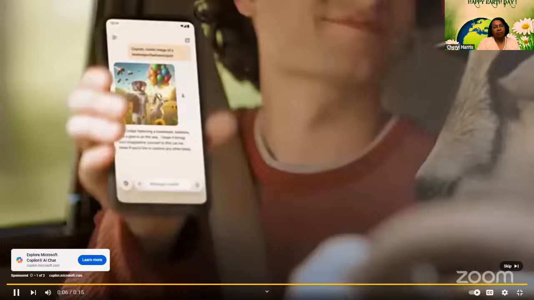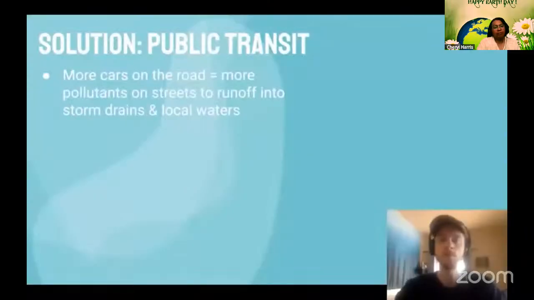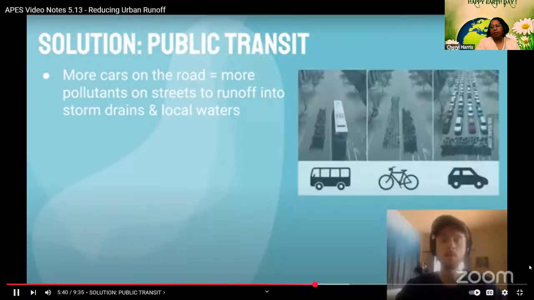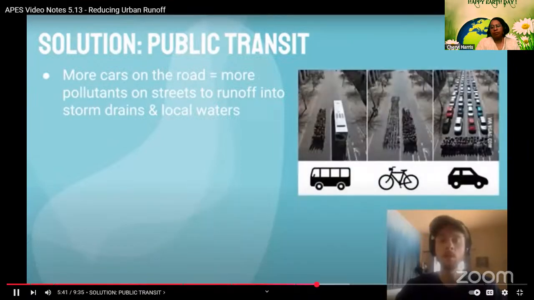Next, we have public transit. So using public transit can reduce the amount of cars on the road, and that's a good thing because more cars on the road equals more pollutants on the road. So that's going to be motor oil and gasoline and other things that drip down from our engines onto the road. That's going to create less water going into our storm drains and less of these pollutants in our local water sources.